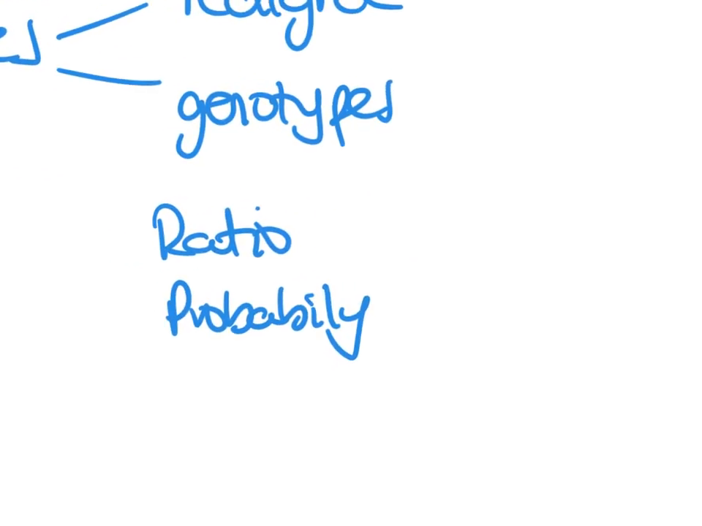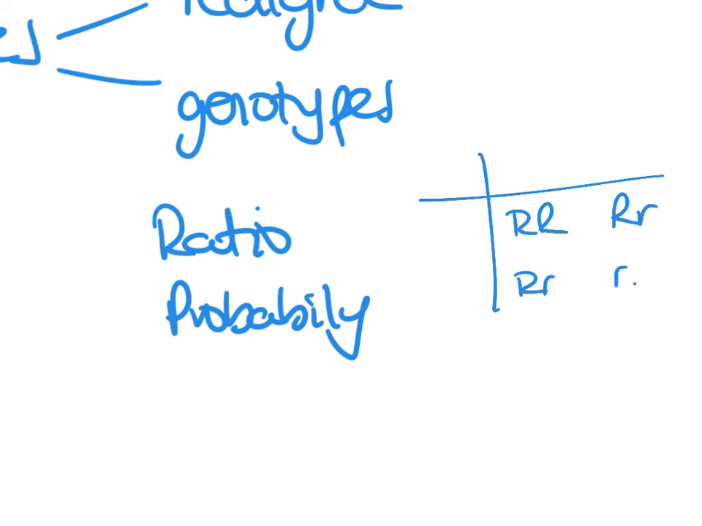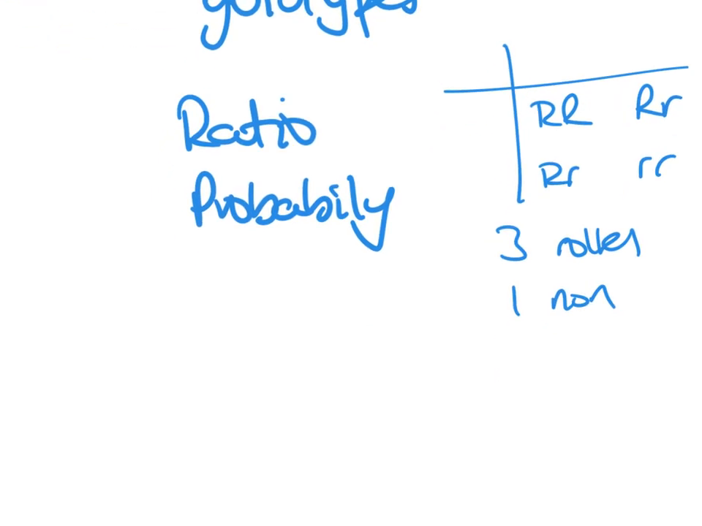So if you did a cross and you got 3 rollers and 1 non-roller, the ratio is 3 rollers to 1 non-roller, but the chance of getting a non-roller is a quarter or 25%. So the chance or the probability.